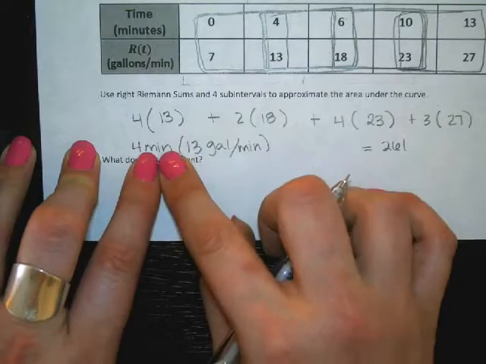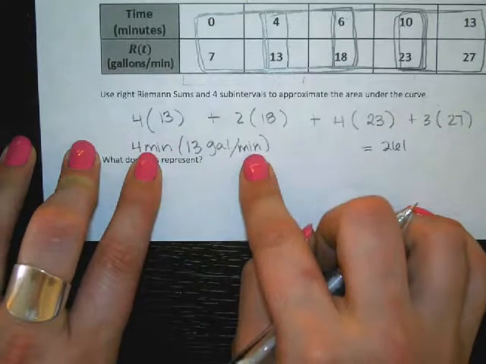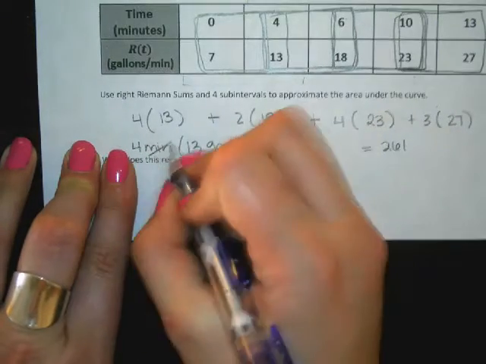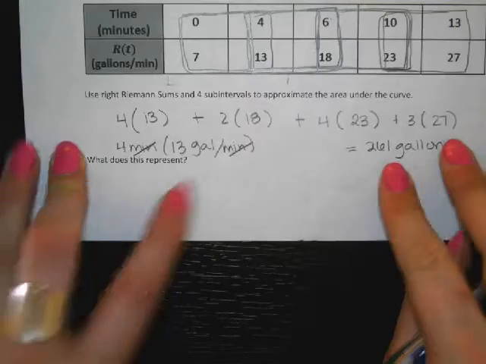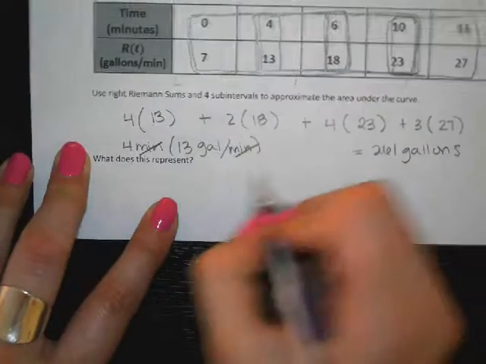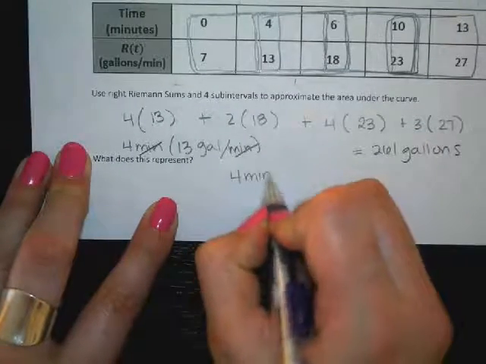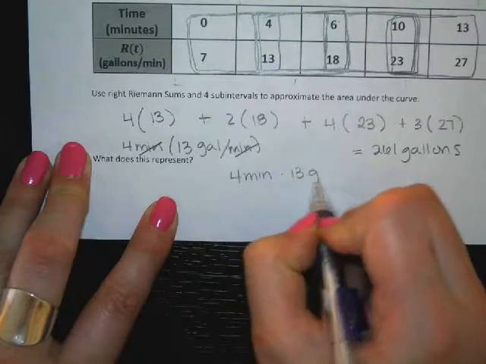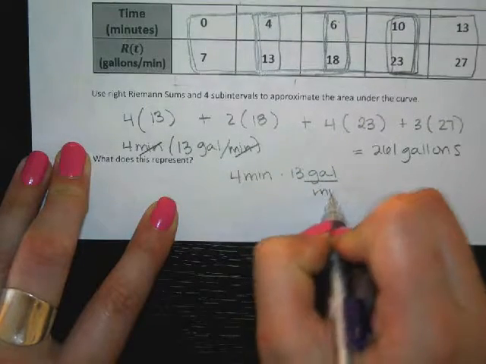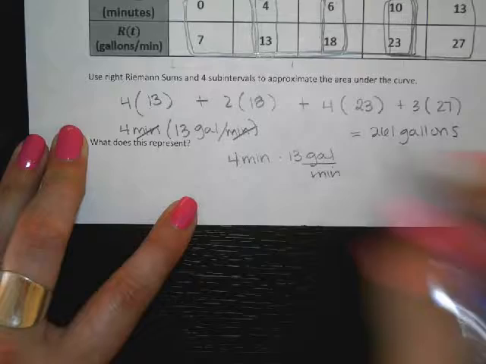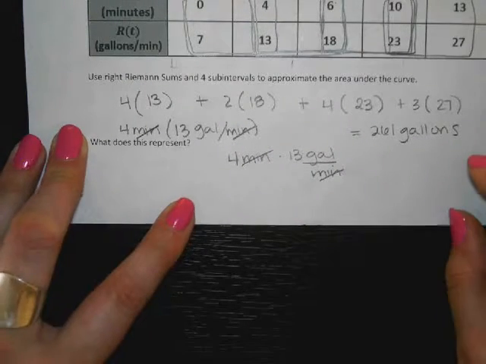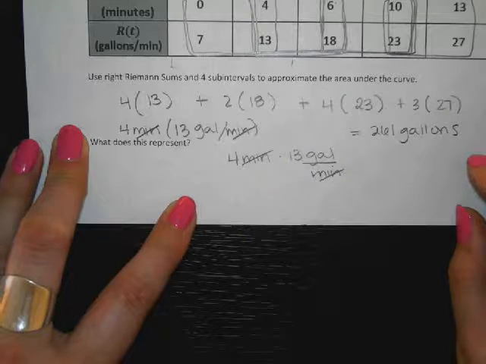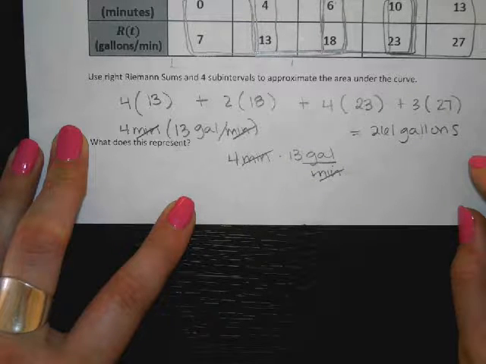I have a minute on top and a minute on bottom. They cancel. It's just gallons. Let me write this a different way. I had 4 minutes times 13 gallons per minute, and my minutes cancel. So it is not the slope. This is not derivatives.